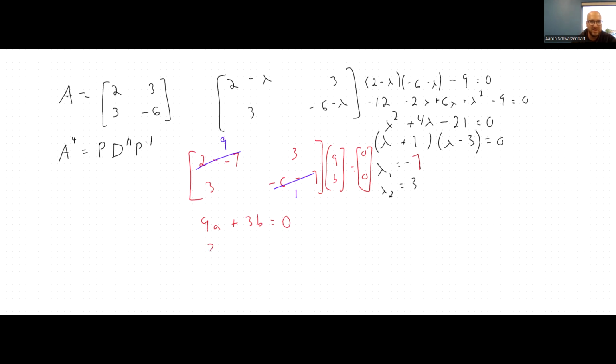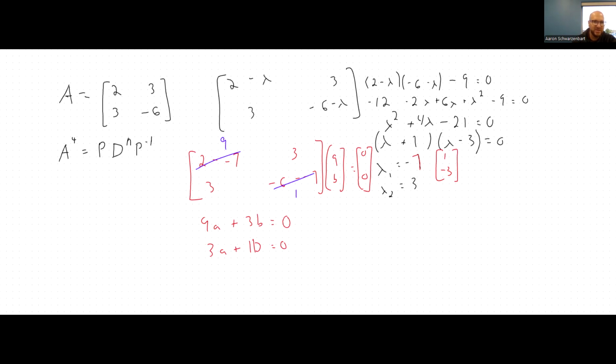And 3A plus 1B equals 0. This would be 1 and 9. Yeah, 3 for B, 1 for A. One of them's got to be negative. The other one, and we'll do the other one.